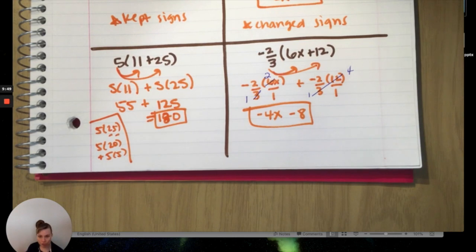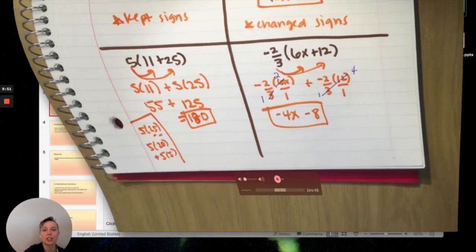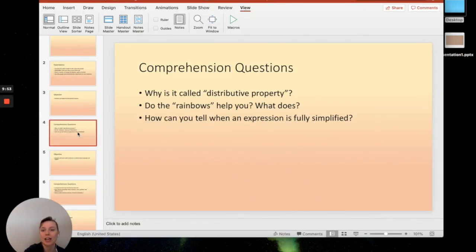Make sure you've gone over this, and then our discussion questions for today. Pause this. Why is it called distributive property? Do those rainbows or arrows help you? You can call them whatever you want, but if they don't help you, what does? And then how can you tell when an expression is fully simplified and you're done? You have no more work to do. You can't go any farther. So how do you know that? And put that down in your notes. That way you know later, hey, I have to go look at that and make sure that I completed this question. So thank you for watching and have a great day.